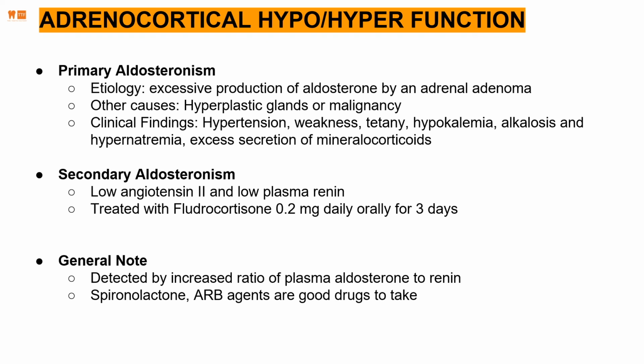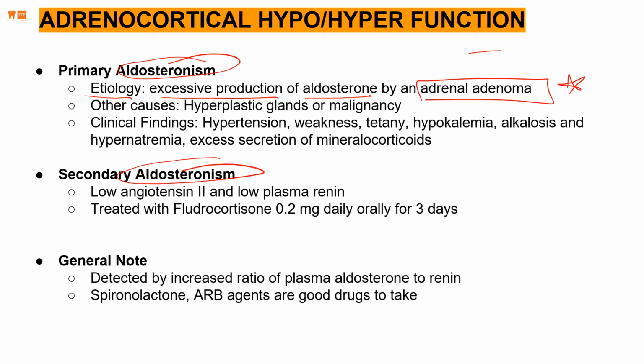Adrenocortical hypo or hyperfunction's last session here is aldosteronism. Primary aldosteronism is caused by excessive production of aldosterone by an adrenal adenoma. Again, a tumor, but this time it's located in the adrenal glands. Other causes: hyperplastic gland or malignancy. So cancer, tumor, hyperplastic gland.